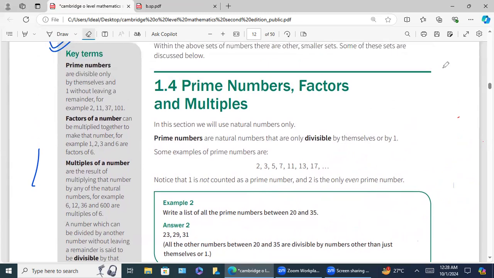Now I wanted to move to the topics and exercises. Prime numbers are natural numbers. Simply, prime numbers are natural numbers that are only divisible by themselves or by 1. I already explained that, so don't worry about this. Move on.